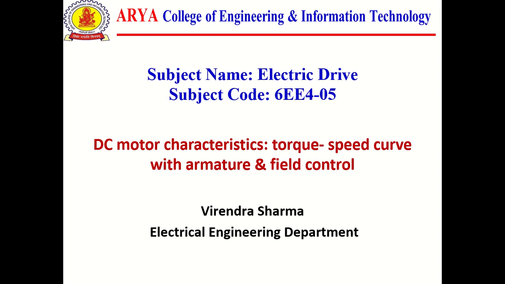Hello, dear students. Today we will discuss torque speed curve with armature and field control. That is the means how we control DC drives by the variation of armature resistance, armature voltage or field resistance. So that is the meaning of armature and field control. In the last video, we already discussed all characteristics of DC motors.